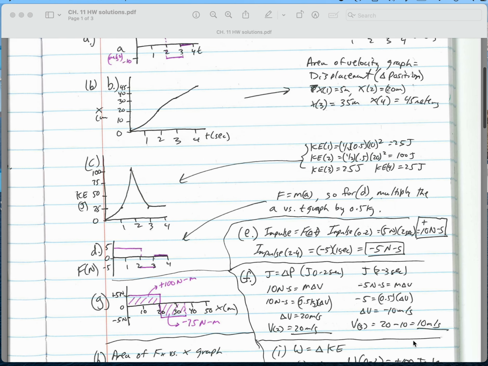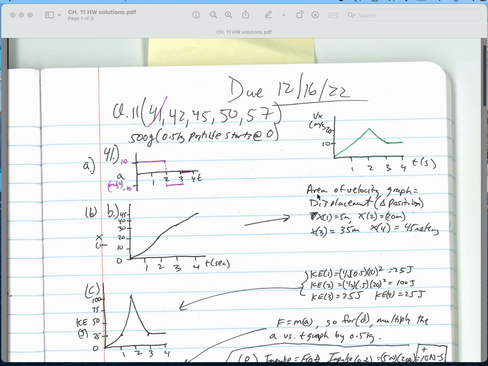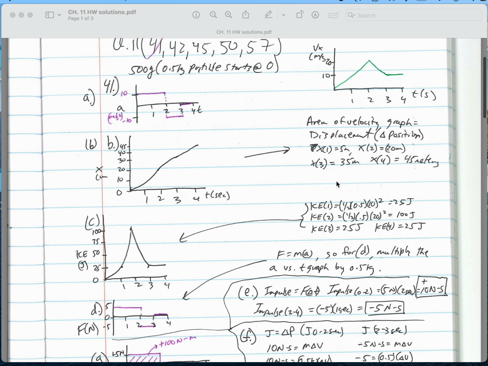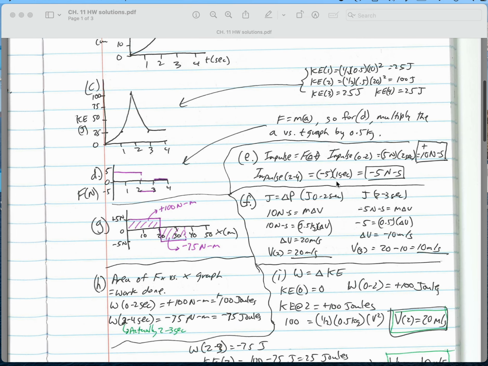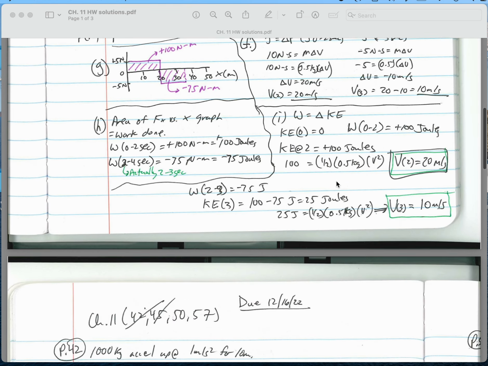So the whole point of all this is that whether you think of work or energy or momentum or impulse or force or velocity, all the physics is the same. There are different ways to look at it, and they should all agree with each other. So I thought this was a pretty powerful problem.